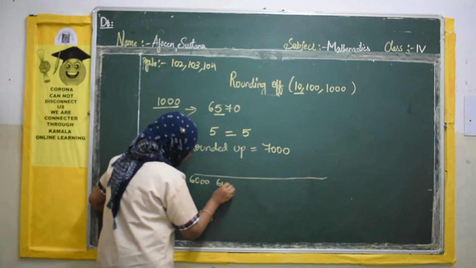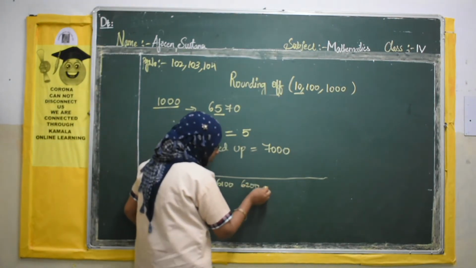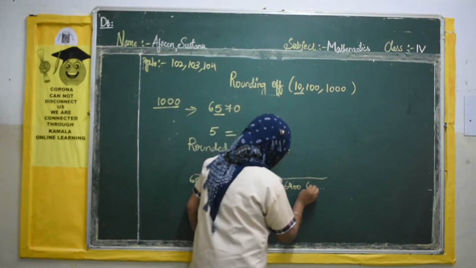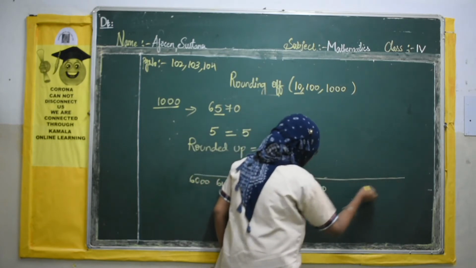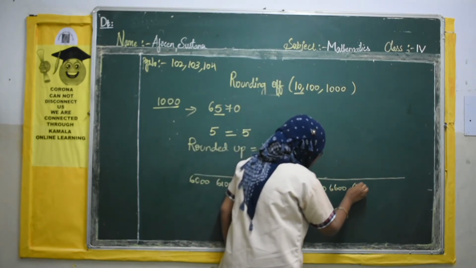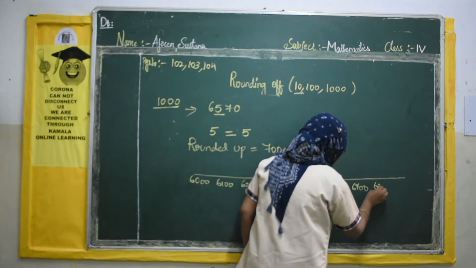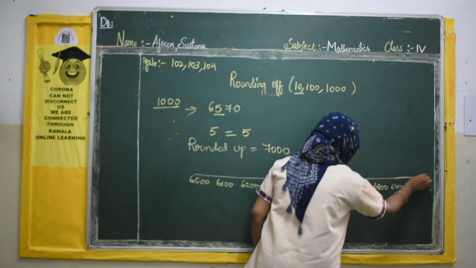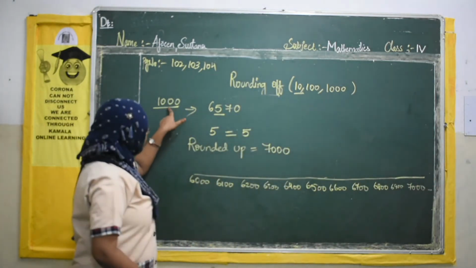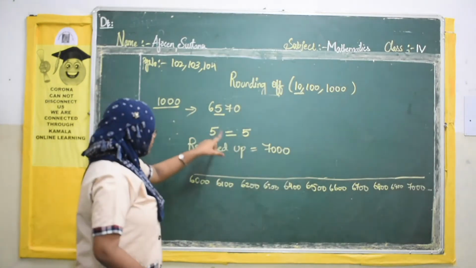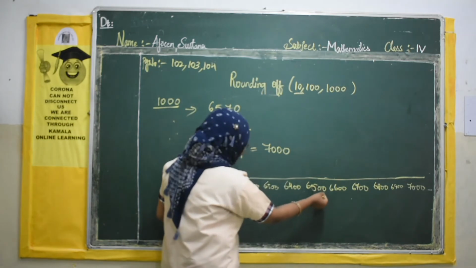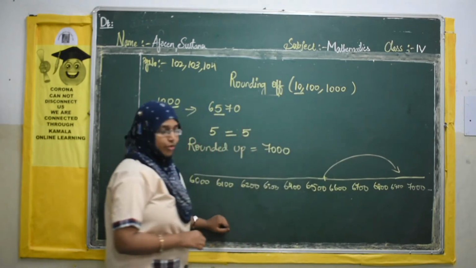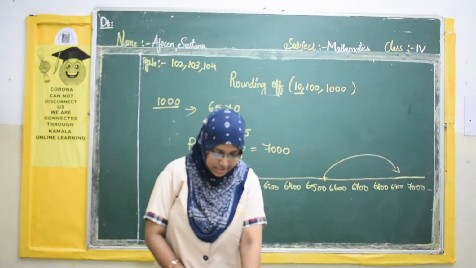Simply see here on the number line: 6000, 6100, 6200, 6300, 6400, 6500, 6600, 6700. We are rounding to thousands, so the thousands place value will change. Here, as it is equal, 6570 lies in between these two, and we have rounded up to 7,000.